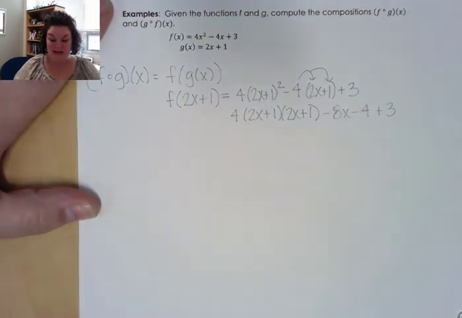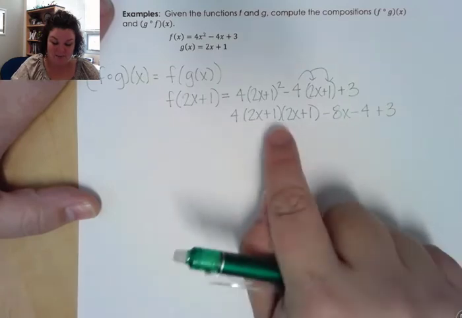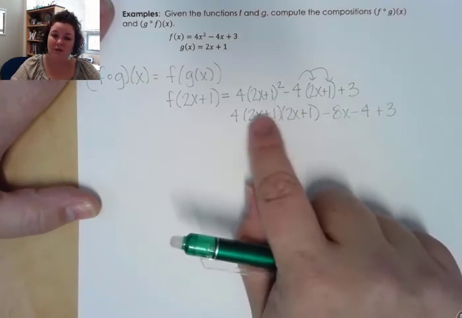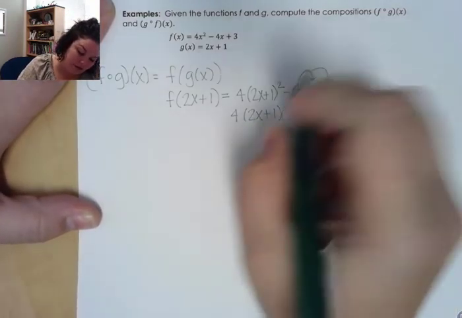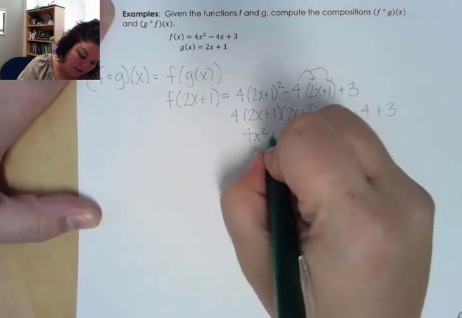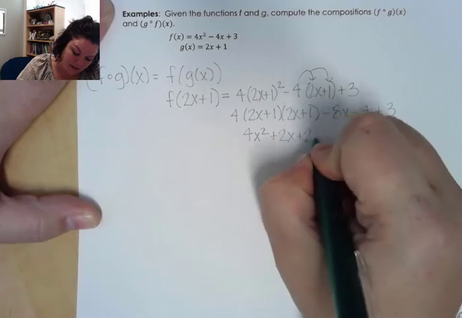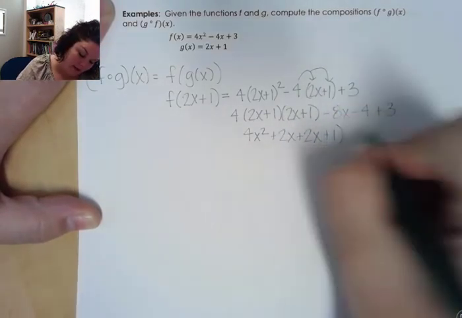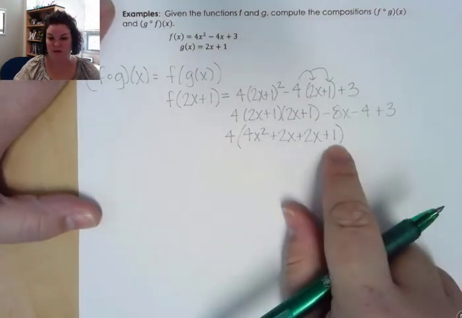Okay, and now I need to simplify this beast. So just like the last one we did, I'm going to FOIL these 2 quantities first, and then whatever that equals, I'll distribute the 4 into it. So 2x times 2x is 4x squared. 2x times 1 is 2x. 1 times 2x is 2x. And 1 times 1 is 1. Okay, leave it in parentheses because we still have to distribute that 4 to this whole thing.